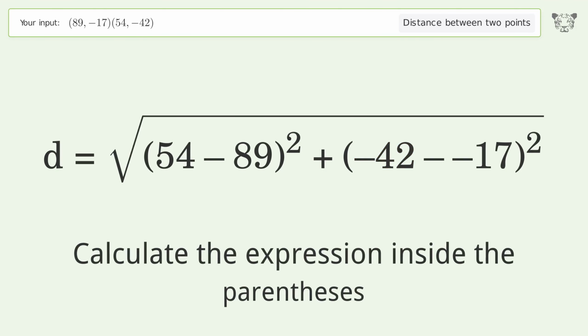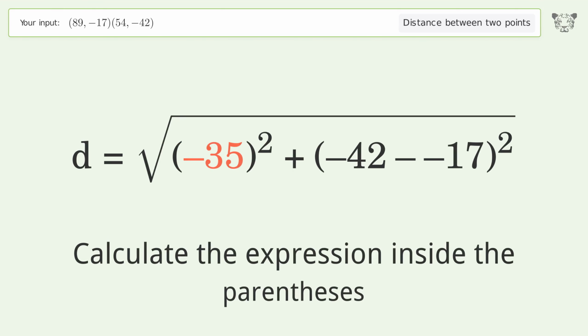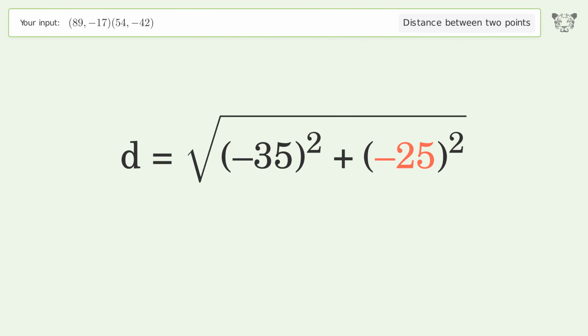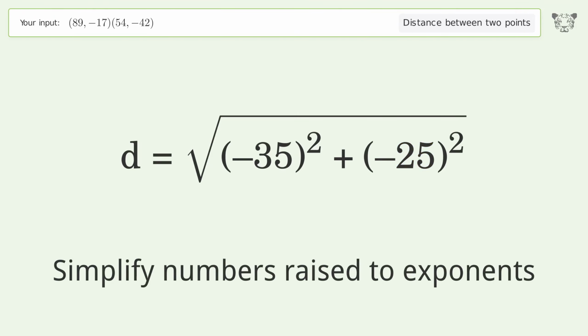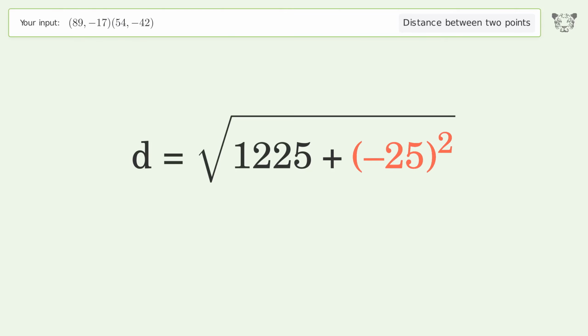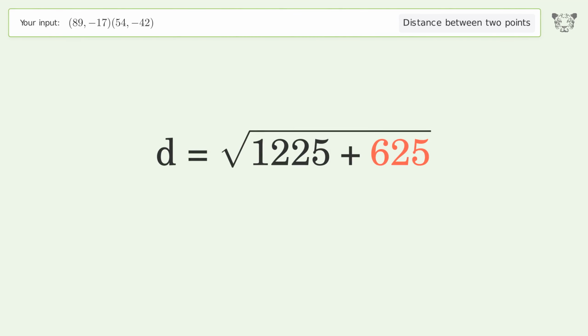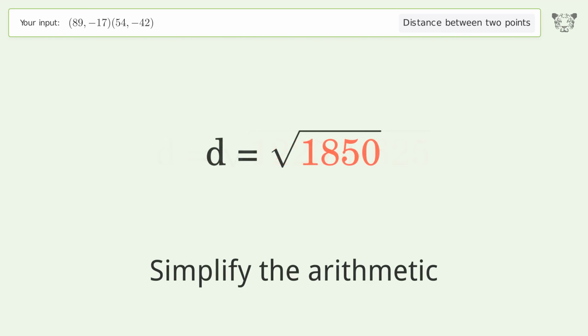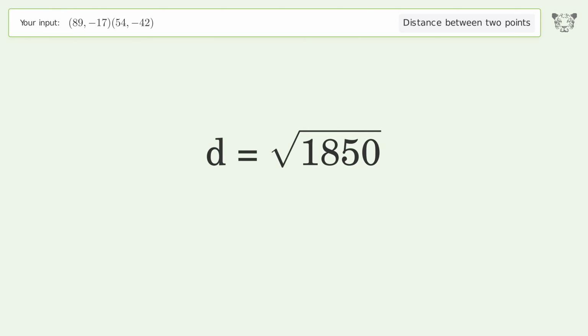Calculate the expression inside the parentheses. Simplify numbers raised to exponents. Simplify the arithmetic. And so the distance between the 2 points is the square root of 1850, or 43.012.